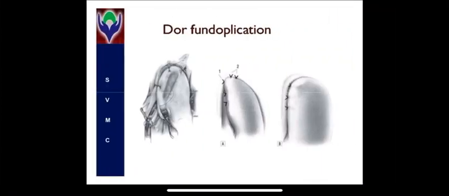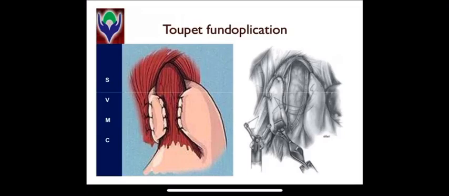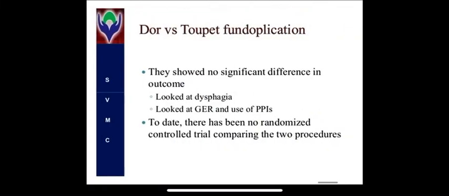This shows a Dor fundoplication, that is a 180-degree anterior wrap. And this shows a Toupet fundoplication, a 270-degree posterior wrap, wherein the fundus of the stomach is sutured to the esophagus. There is no significant difference in the outcome between Dor and Toupet fundoplication when you look at the outcome pertaining to dysphagia or gastroesophageal reflux disorder and the use of proton pump inhibitors. To date, there have been no randomized controlled trials comparing these two procedures.